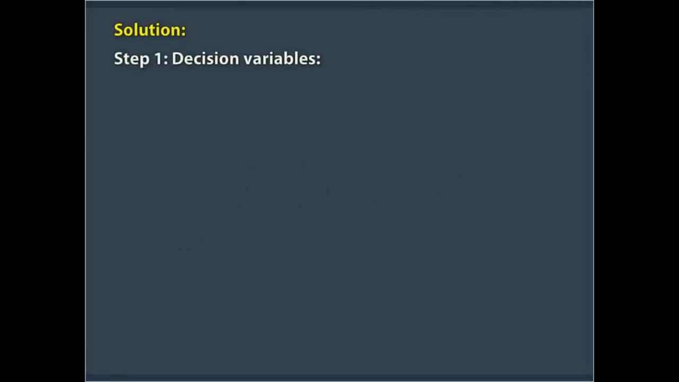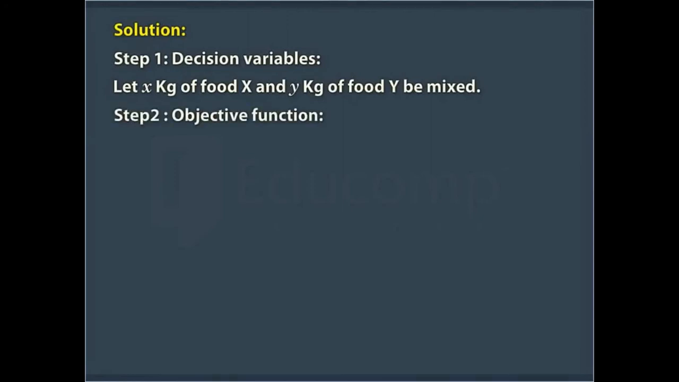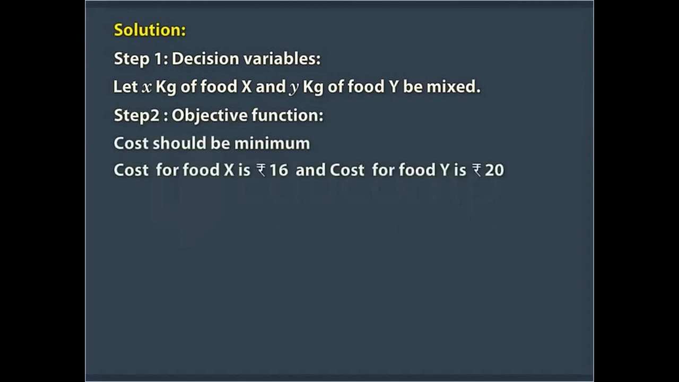Solution. Step 1. Decision variables. Let X kilograms of food X and Y kilograms of food Y be mixed. Step 2. Objective function. Cost should be minimum. Cost of food X is 16 rupees and cost of food Y is 20 rupees. The equation becomes minimize Z = 16X + 20Y.